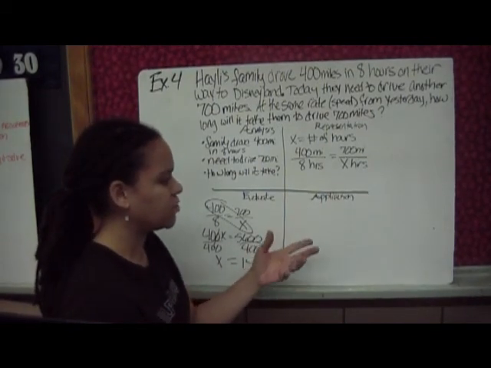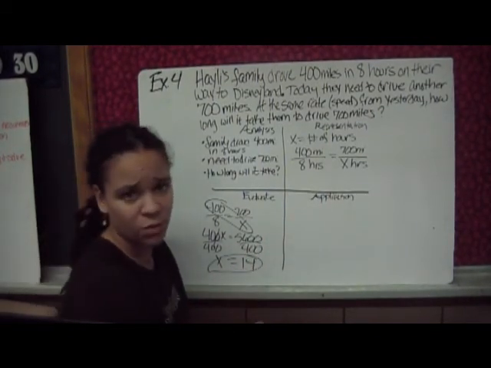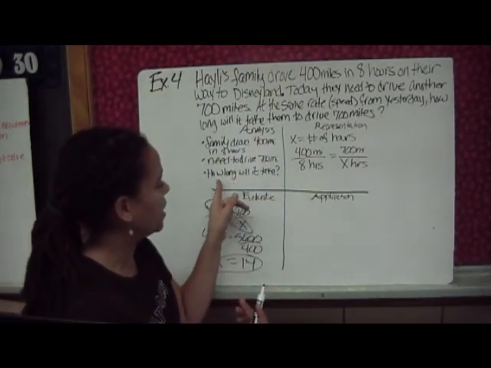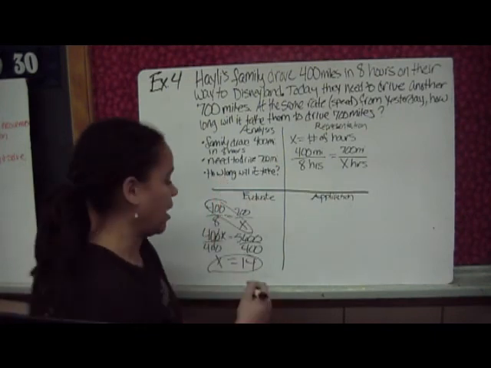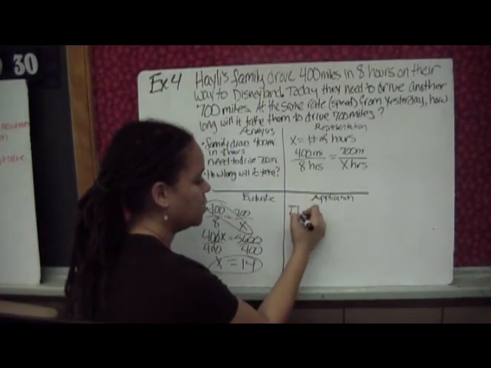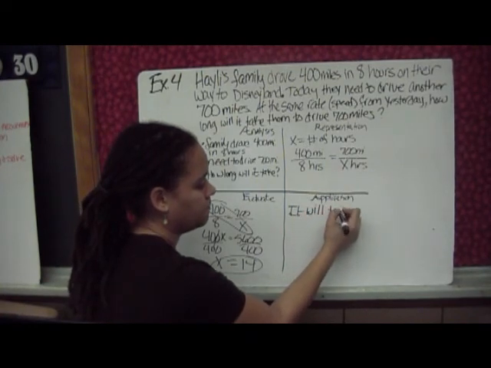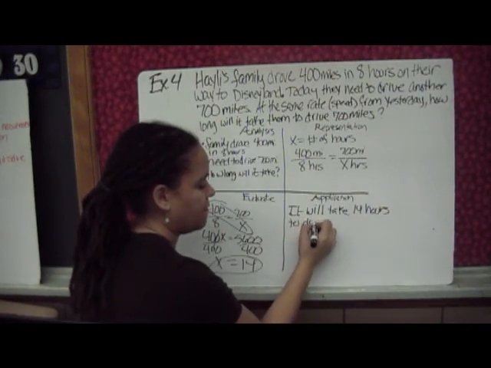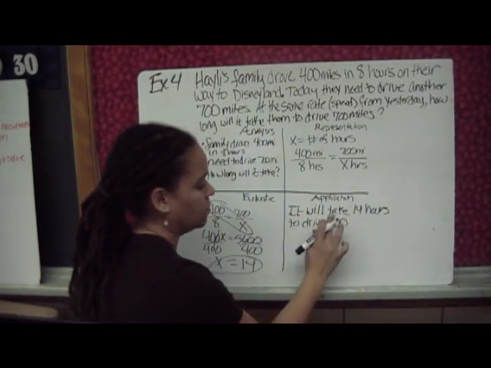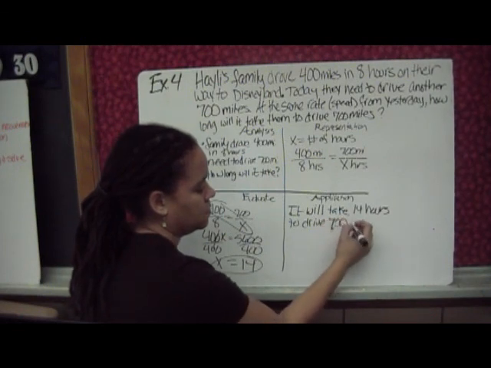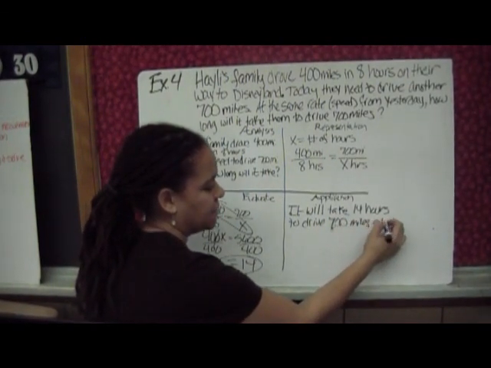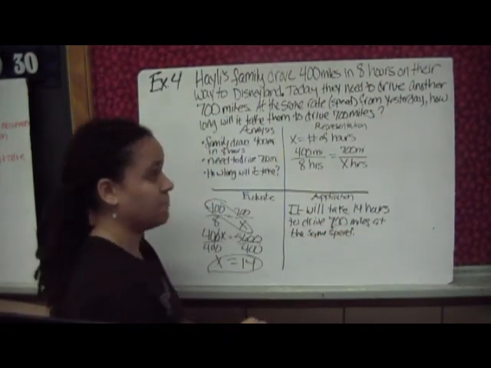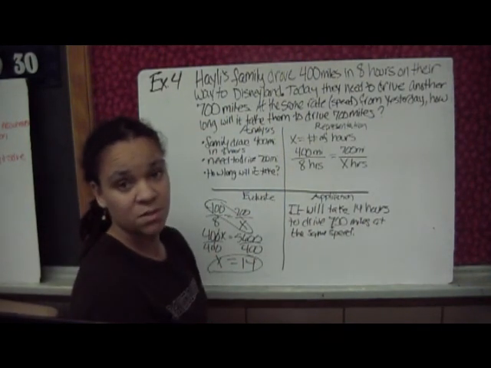And the last part is the application. What does this mean? I don't just want x equals 14 as a number. What the heck does that mean? No. Tell me what it really means in relation to what question we were asking. The question was, how long will it take to drive 700 miles? So your final answer should say, it will take 14 hours to drive 700 miles at the same speed from the day before. So this is a method to help you with solving word problems.